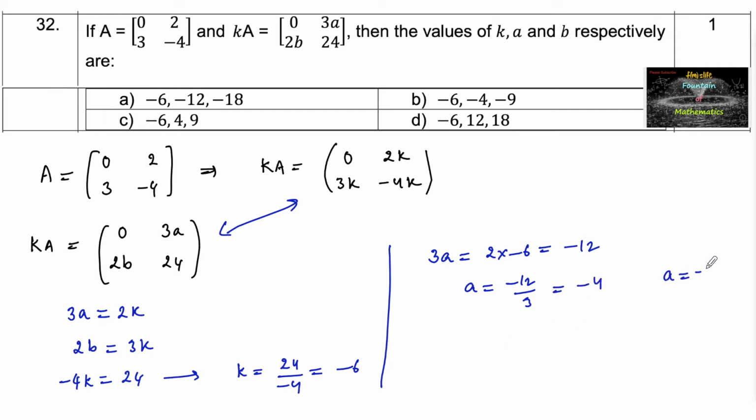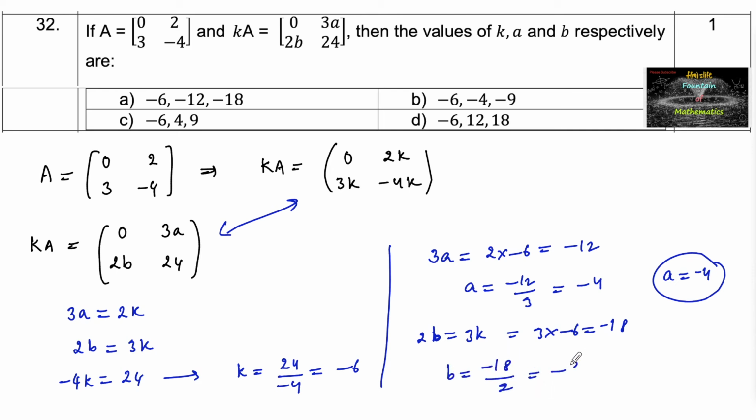So a is equal to minus 4, and substitute k is equal to minus 6 in the second. 2b is equal to 3k, which is equal to 3 into minus 6, which is equal to minus 18, or we can write b is equal to minus 18 upon 2, which is negative 9. So b is equal to minus 9. So k is equal to minus 6, b is equal to minus 9, and a is equal to minus 4. So which is our option? Option B. Okay.